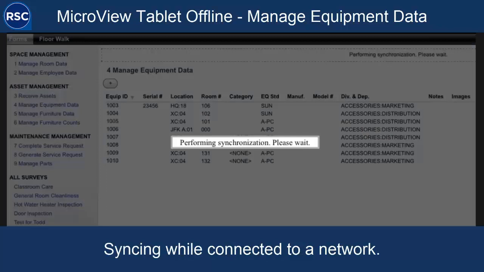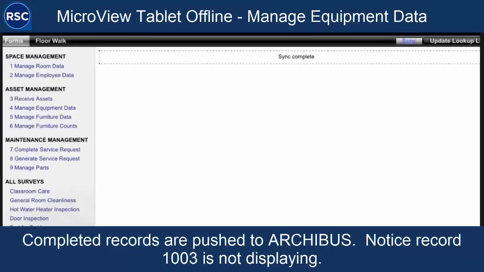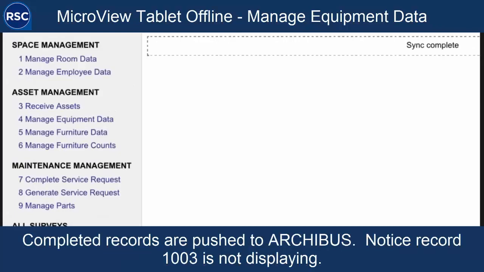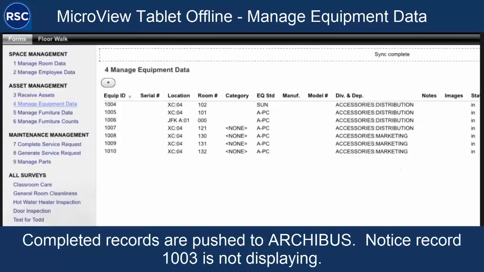And it's performing a synchronization again, this time finding the server and pushing that data up. Okay, so we've synced it complete. We're going to go back to Manage Equipment Data, and you'll notice that the 1003 item has disappeared from our list. That's because that record has been pushed back to the server.